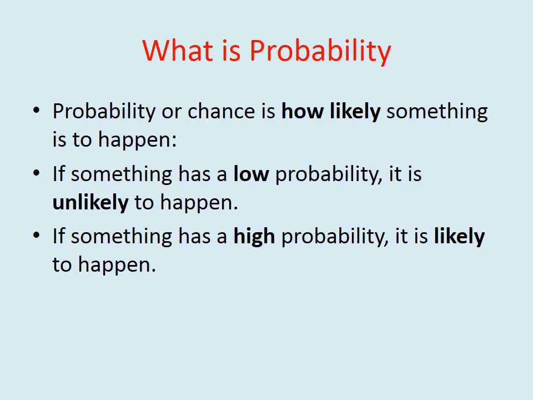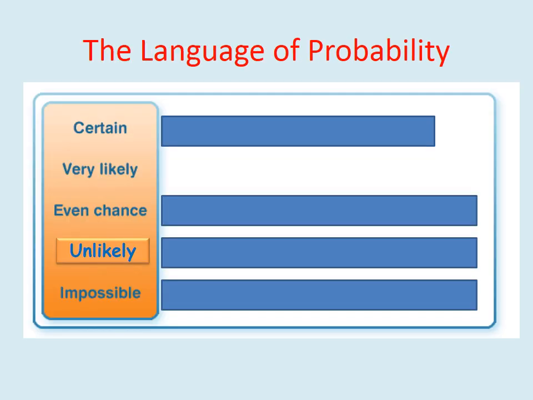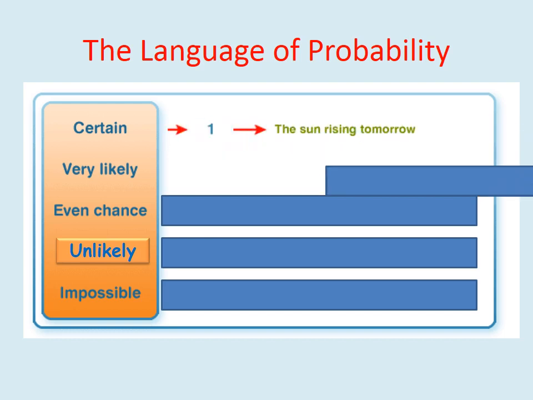Probability or chance is how likely something is to happen. If something has a low probability, it is unlikely to happen. If something has a high probability, it is likely to happen. The language of probability: words such as likely, unlikely, and certain are used to describe the chance that something will happen. Sometimes a result can be associated with a number from 0 to 1. For example, here, certain. It's certain that the sun will rise tomorrow, inshallah.